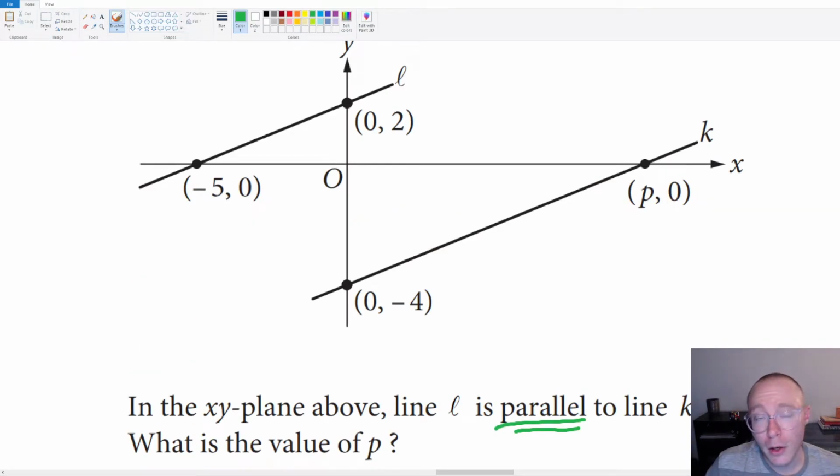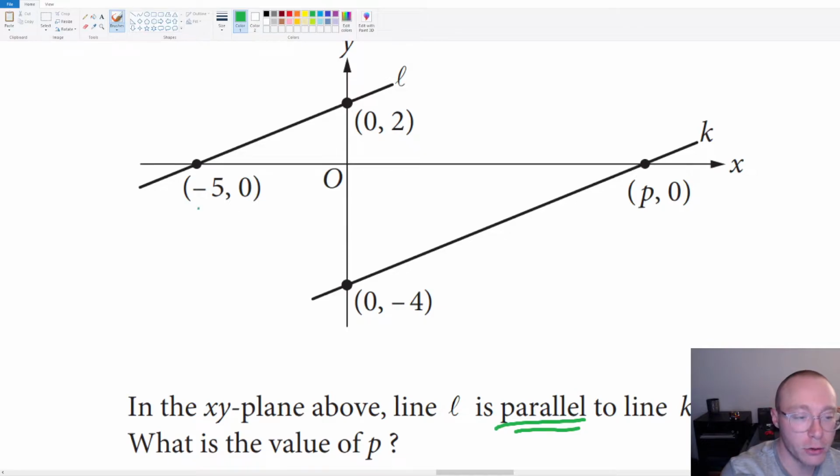If two lines are parallel, that just means they're going to have the same slope. And you'll notice for line L, we have two coordinates, so we can simply find the slope by either using the slope formula or just counting it out. I'm a big fan on the SAT of just counting it out. I'd rather not bring in another formula with extra variables if we don't have to.